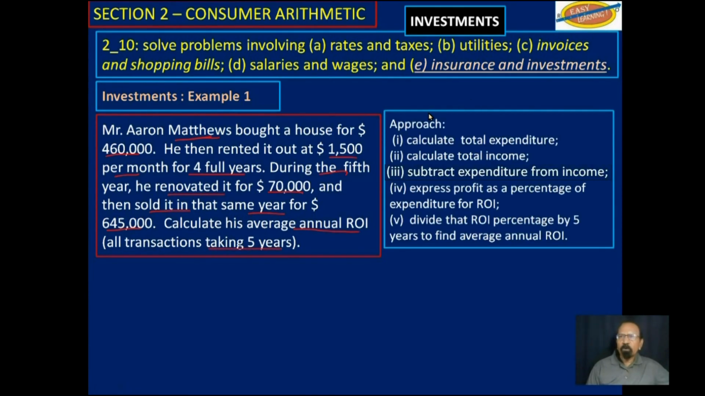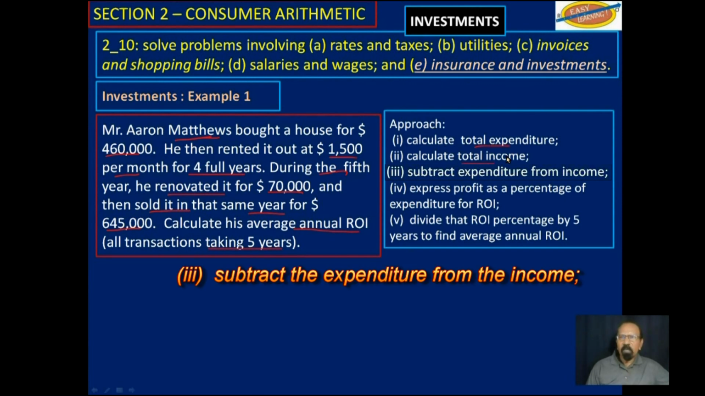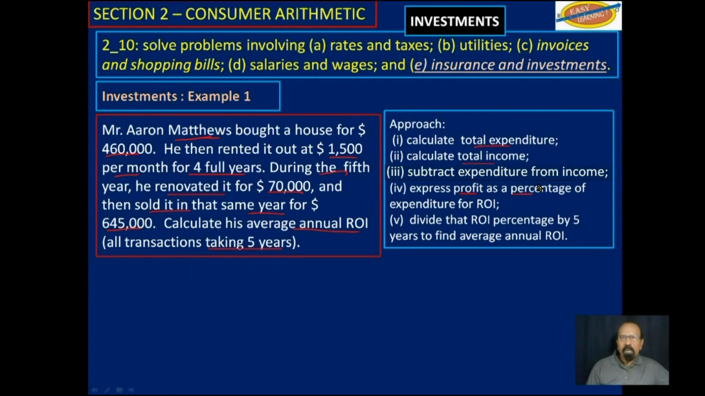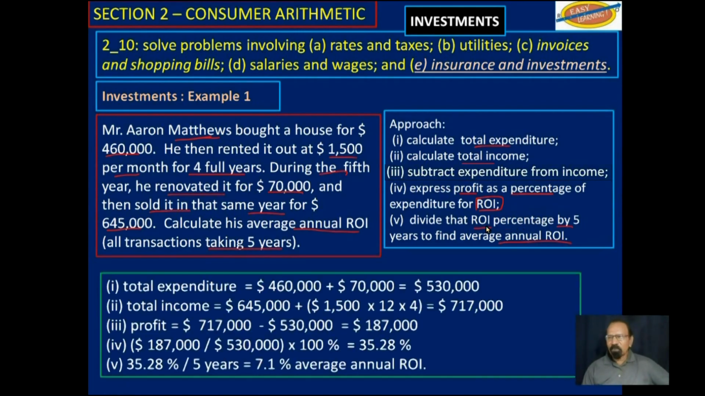Well, our approach is we will calculate the total expenditure, we will calculate the total income, we will subtract the expenditure from the income, that will be his profit. We will put that profit over the expenditure and express that as a percentage to get the ROI for the 5 years, and then we will divide the ROI by 5 to get his annual ROI. So it's not as difficult as it looks.